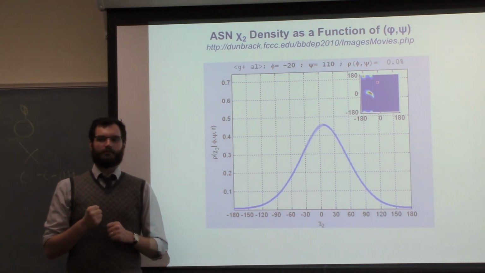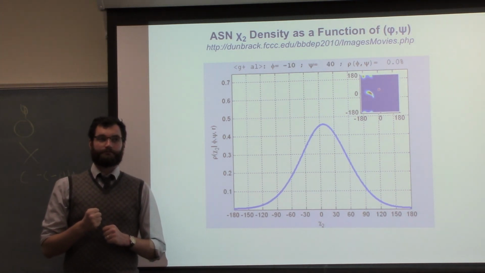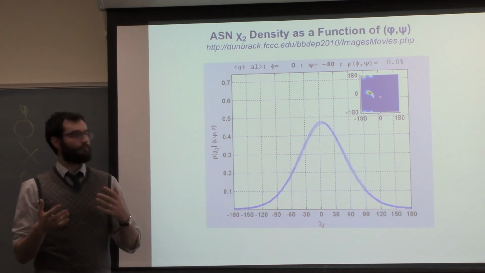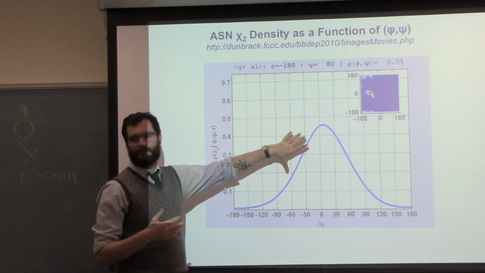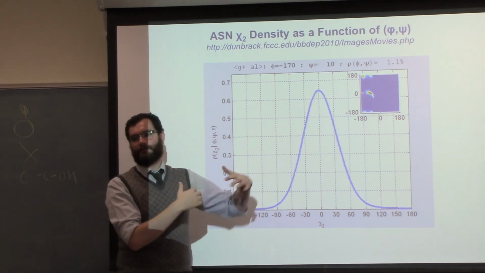So it's less data and less calculation? Yeah, it's less data because instead of a bin for each phi and psi, there's just a bin.